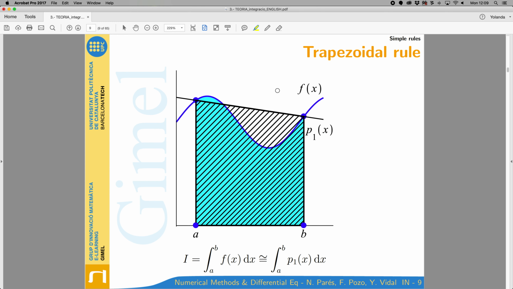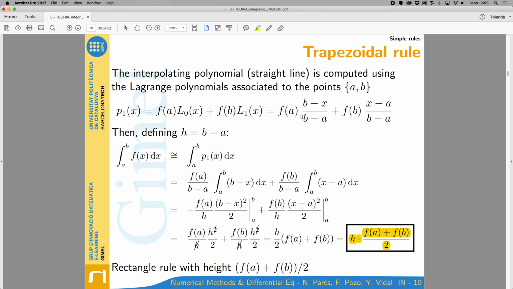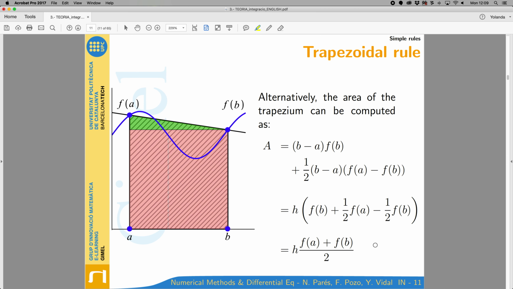Then we saw the trapezoidal rule, which uses a degree 1 polynomial to fit f of x, just a straight line using the values of the function at points a and b. In the previous lecture we did the calculations and we found the formula that must be used to compute approximately the integral using the trapezoid.